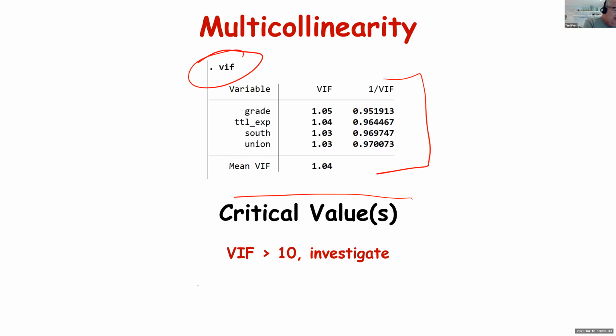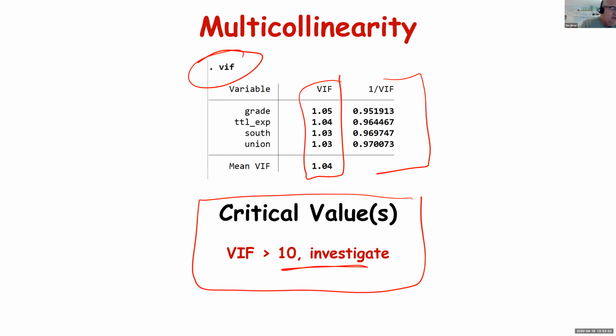Critical values, I always kind of forgot what they were, so I've tried to put them in one spot for you. So if the VIFs are greater than 10, you better check it out in terms of multicollinearity. We don't have anything greater than 10 in this data set. So at least on that one dimension, our diagnostics tell us, okay, we're not really in that much trouble.